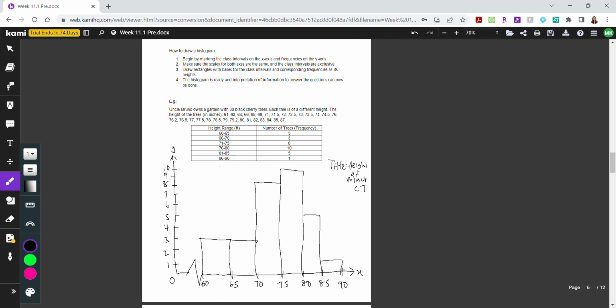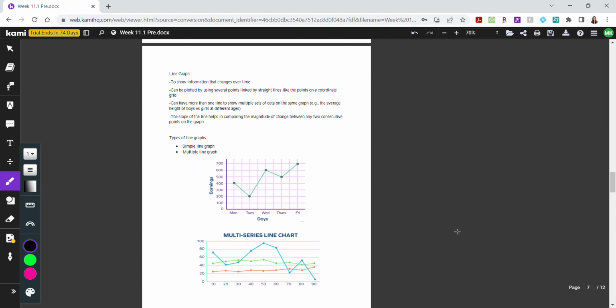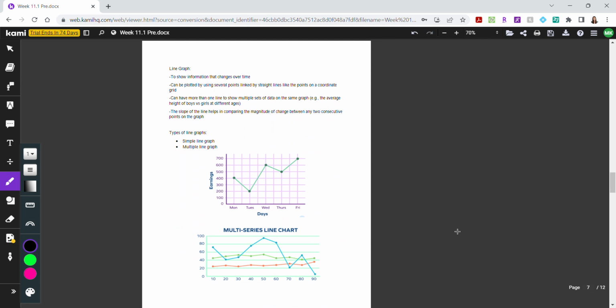Alright? And luckily, like I said, on the test, you wouldn't need to draw it. You just need to be able to, 1, recognize what kind of graph it is, and 2, be able to interpret the information that they're asking for. Alright? Next thing that we have is a line graph.